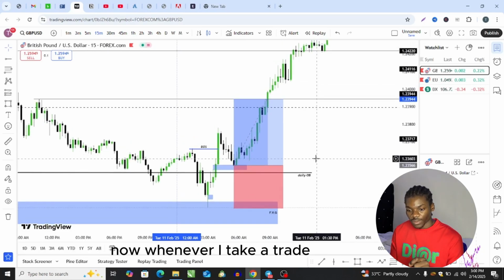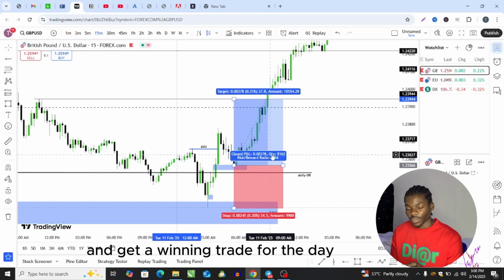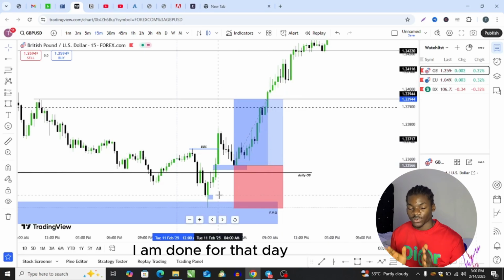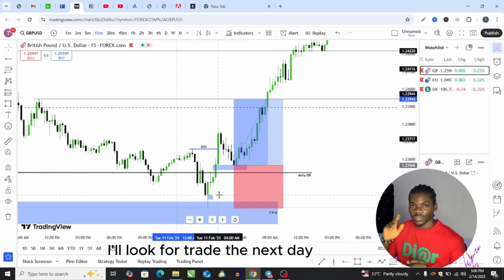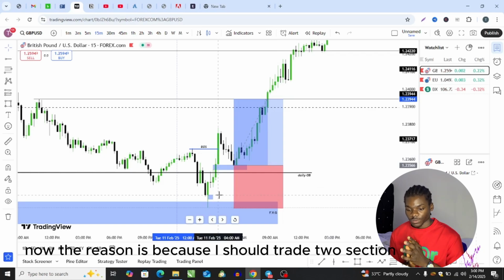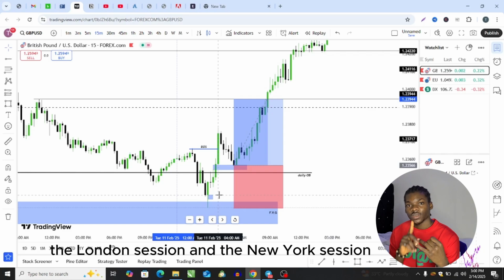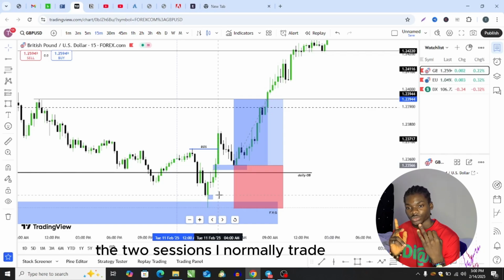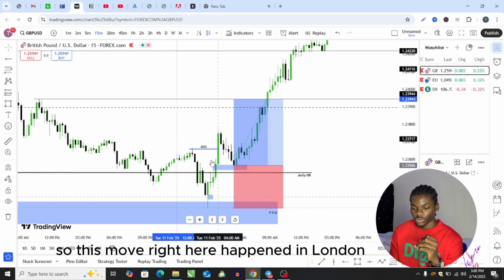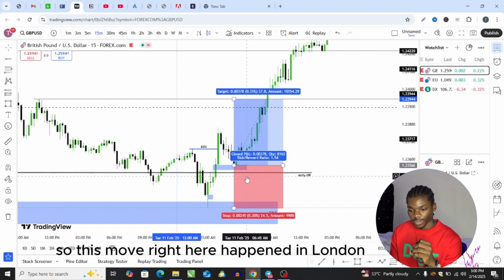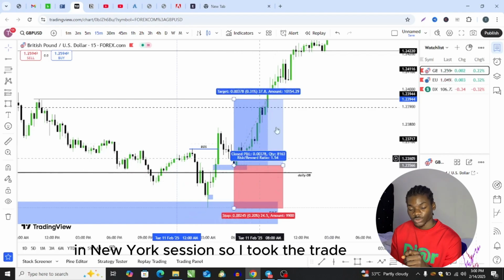Now, whenever I take a trade and get a winning trade for the day, I am done. I am done for that day. I'll look for trades the next day. Now, the reason is because I actually trade two sessions, the London session and the New York session. These are the two sessions I normally trade. So this move right here happened in the New York session, so I took the trade.